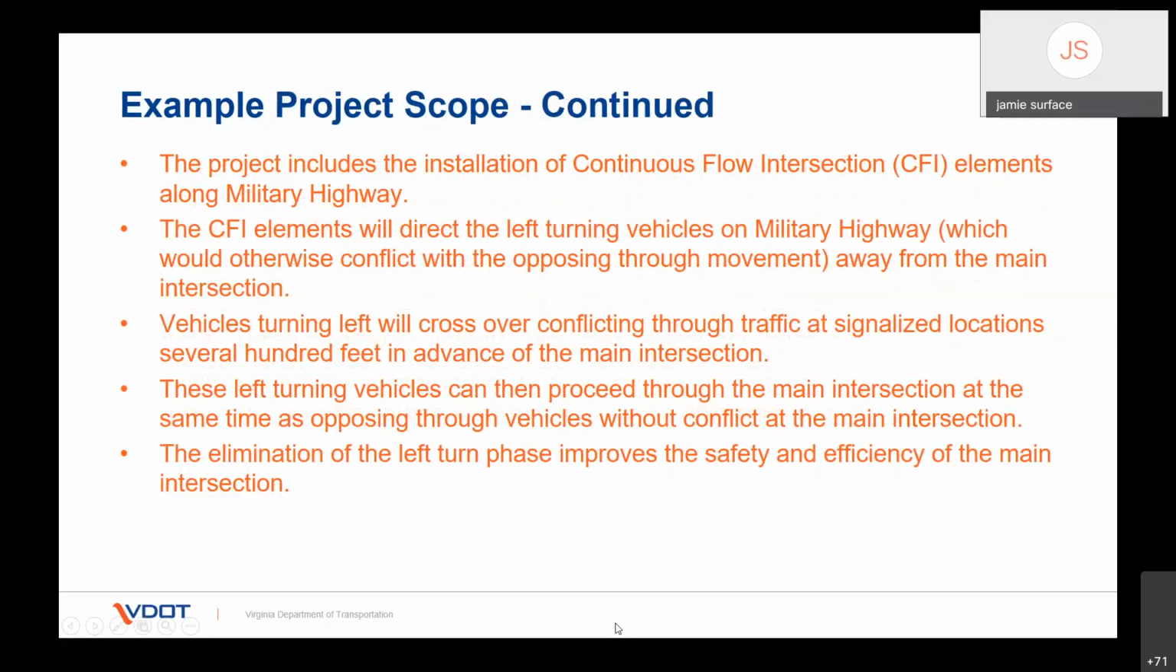So we've given them the location. Now we want to tell them, in essence, what we're doing here. So this project includes the installation of a continuous flow intersection. The CFI elements will direct the turning vehicles on Military Highway away from the main intersection. So this goes through, and I don't need to read all this. You guys can do that. But this goes through basically what the project scope is, what we're proposing to build there.